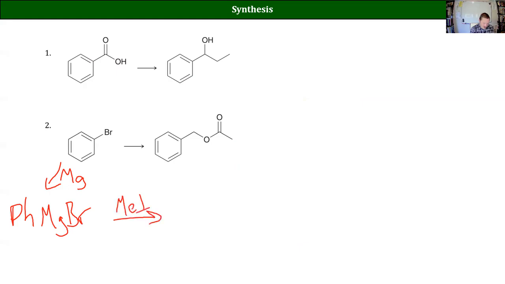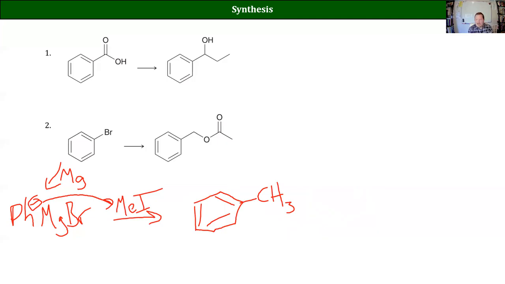We expose this then to methyl iodide. We're going to make toluene. Right, because we have methyl iodide. The iodide's a really good leaving group. The phenyl has a negative charge. We turned it into a nucleophile by making it a Grignard reagent. So it can attack the methyl, push off the iodide. We just have an SN2 reaction really happening there.